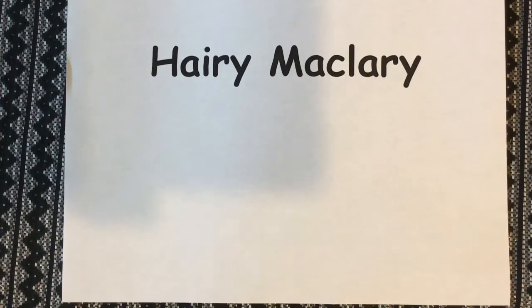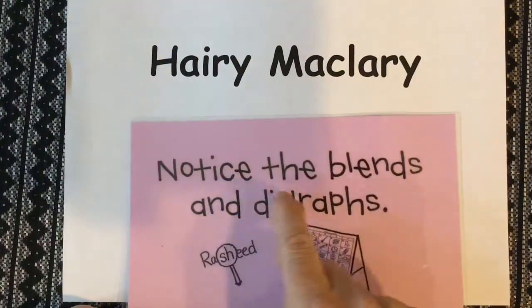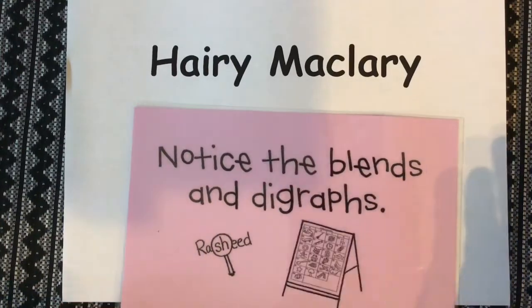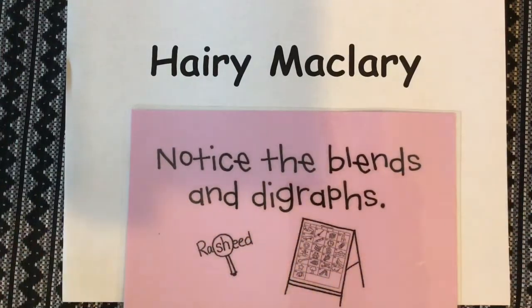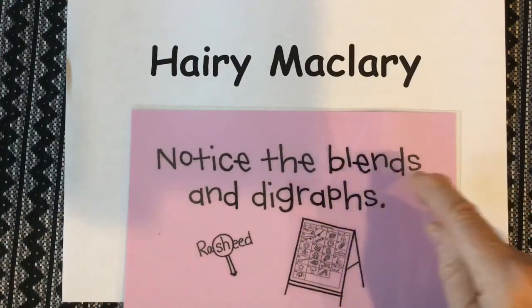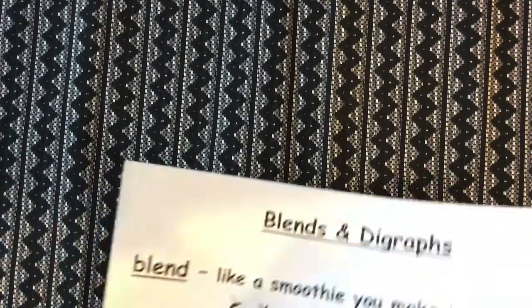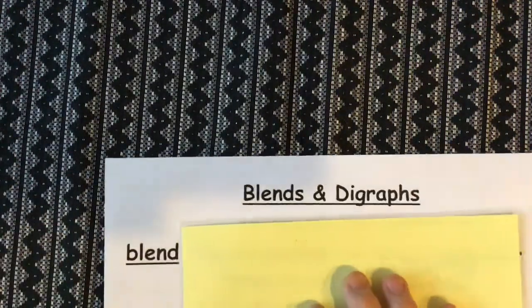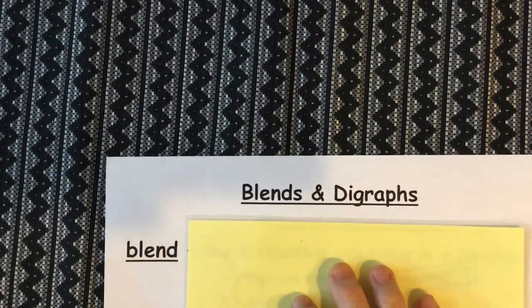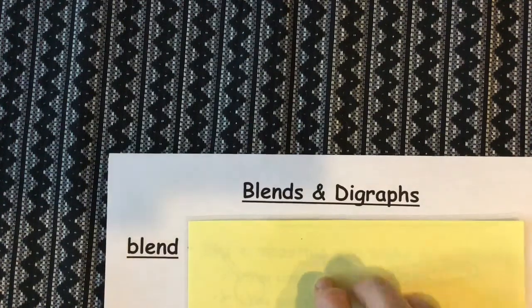The last step in studying a name is to notice the blends and digraphs. Well, you might be saying, Mrs. Kilmer, what in the world are blends and digraphs? And that's what we're going to talk about today before we look at them in Harry McCleary. So, blends and digraphs. The blends and digraphs have to do with more than one letter.